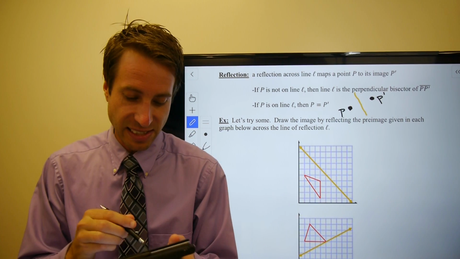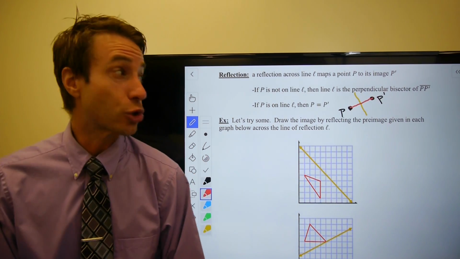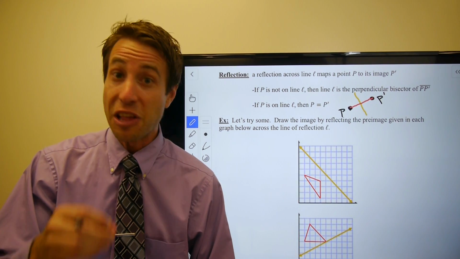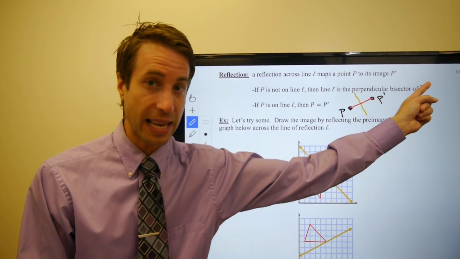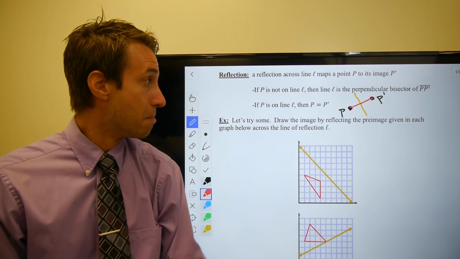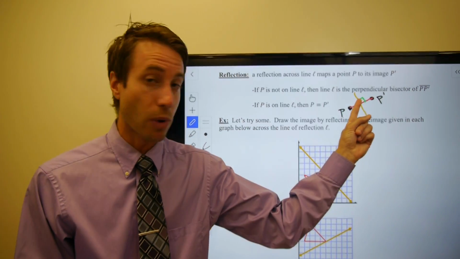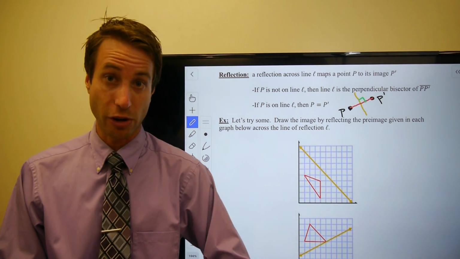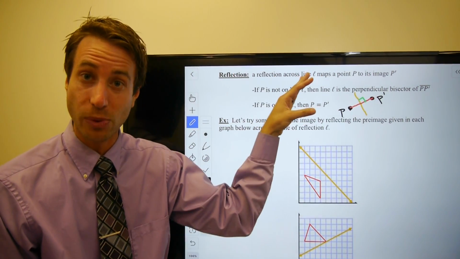The second thing that this is saying is this. If you were to draw a line between the pre-image and the image, P to P prime, that line segment is going to intersect the line of reflection and be perpendicular to it, meaning right here. Hopefully that looks like a right angle. They're going to bisect each other at a perpendicular angle. That's going to be really important when we start doing the problems below. So that's what all of this is saying.